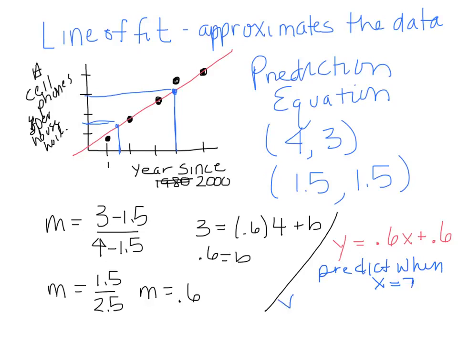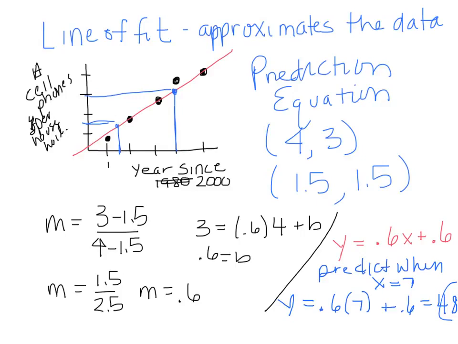So in the year 2007, the average number of cell phones per household we might expect to be 0.6 times 7 plus 0.6, and that number comes out to be 4.8. You might expect 4.8 cell phones per household on average in the year 2007.